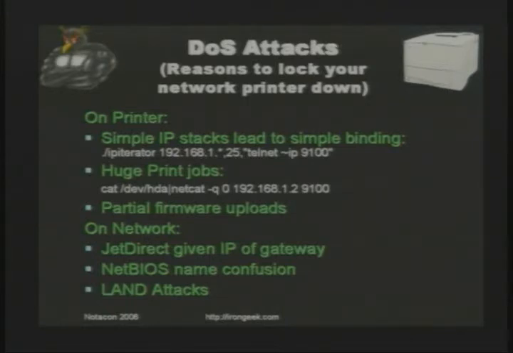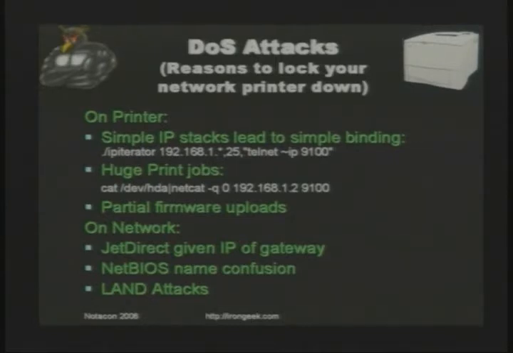There's also denial of service attacks you can do on the network. If you give the JetDirect, let's say they don't have an admin password for it, the same IP address as the gateway of the subnet it's on, all sorts of hell is going to break loose. If you get the NetBIOS name of one of the common file servers on the network, all hell is going to break loose.